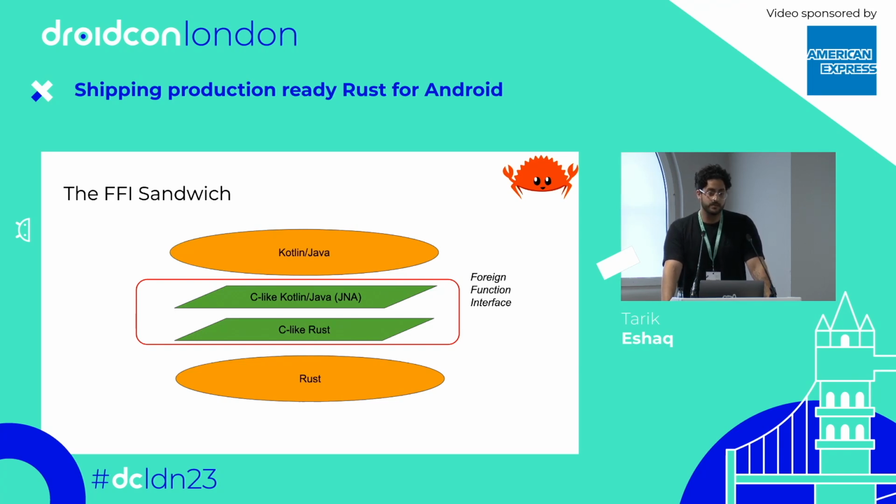And in those two layers, we have a C-like Rust layer above the Rust code that exposes the ability to speak to Rust from any other C-like layer. And then we have a C-like Kotlin layer underneath the Kotlin that knows how to speak to a C-like library. And in brackets there, I put JNA. JNA stands for Java Native Access. It's a library that has helped us tremendously in using Java native interfaces.